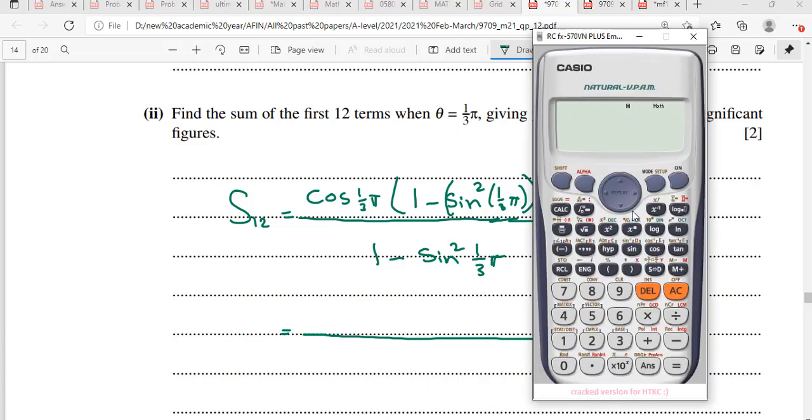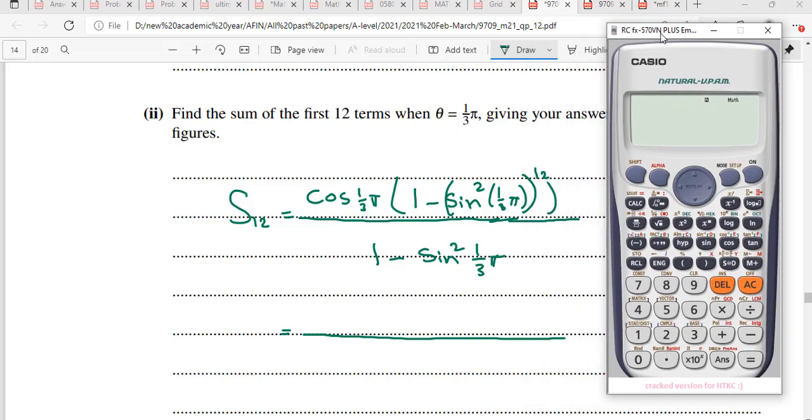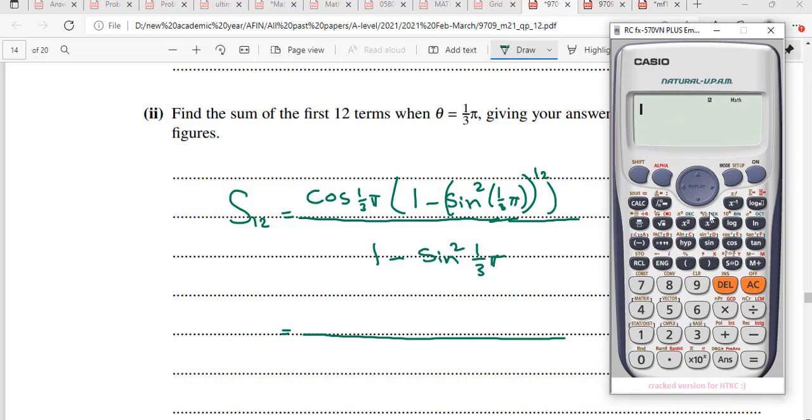Theta is 1 over 3 pi. It's obvious this angle is in radians, it's not degrees. So let's change the mode to radian, number 4. You can do this by pressing shift and mode. Okay, cosine 1 over 3 pi times pi. Sometimes the calculator doesn't understand if you just write pi beside the fraction. Cosine 1 over 3 pi is 0.5.